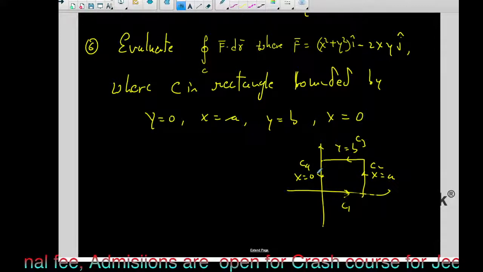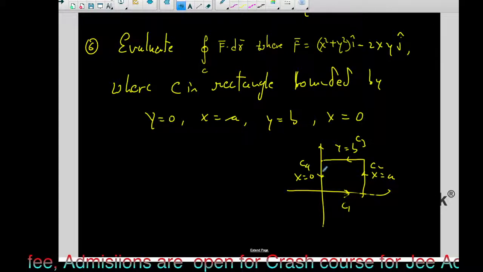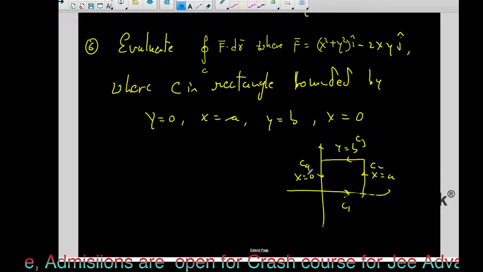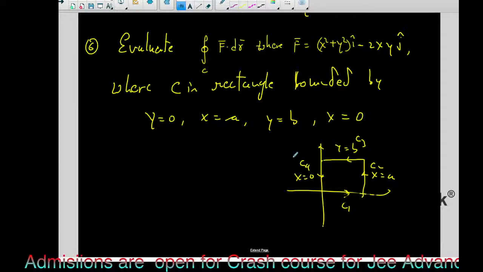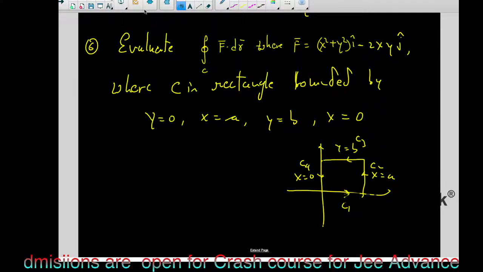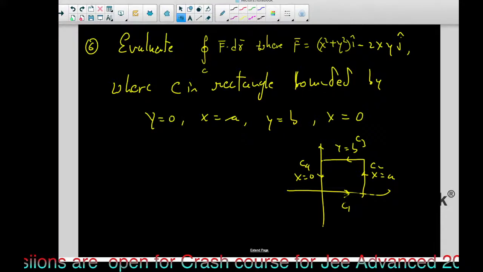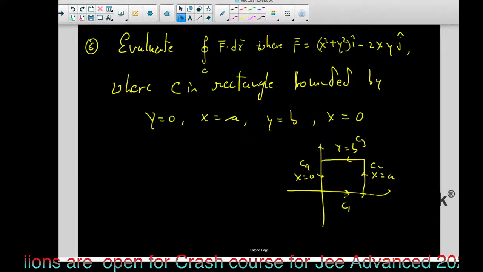Two or three more problems we will discuss later on. We'll go for surface integrals and volume integrals also. Besides, next time maybe we will discuss Green's theorem, Stokes' theorem, and Gauss divergence theorem also. Is this okay? Are you getting? So I'm winding it up.